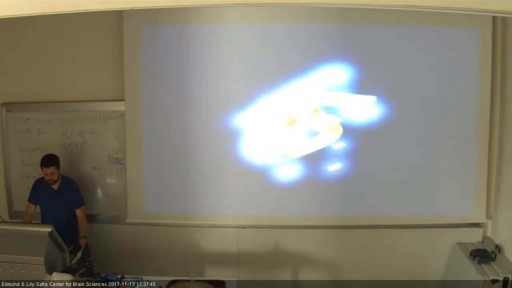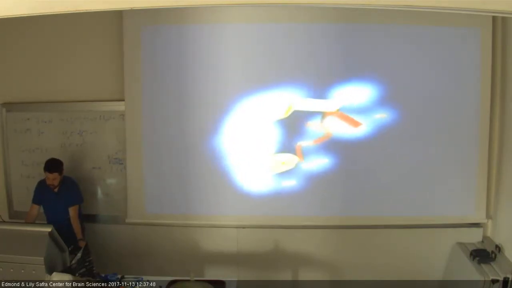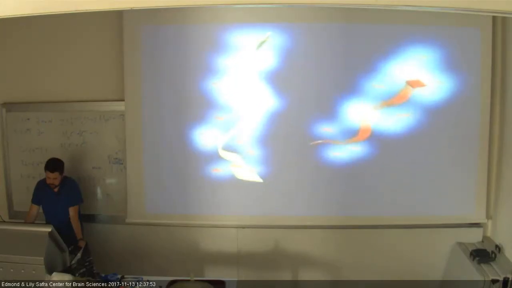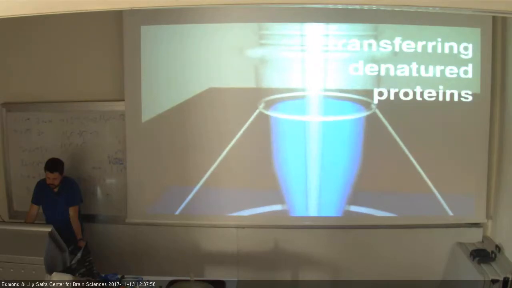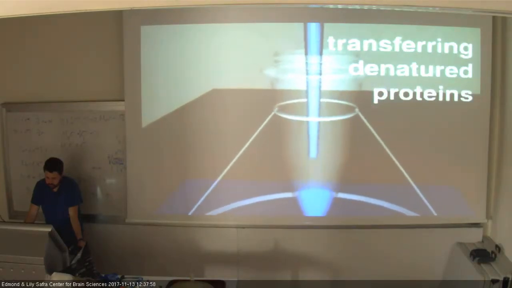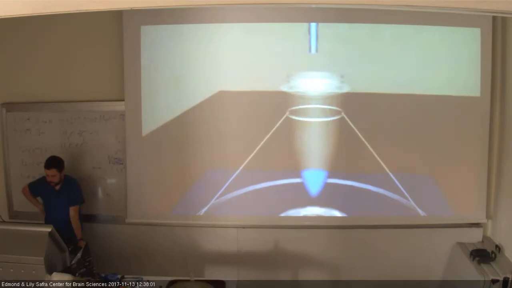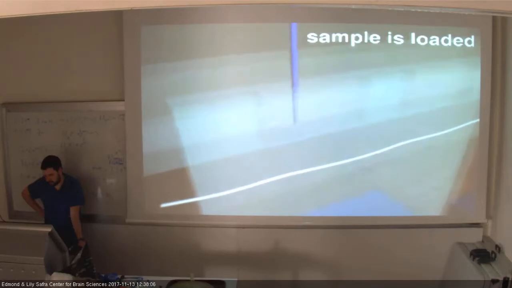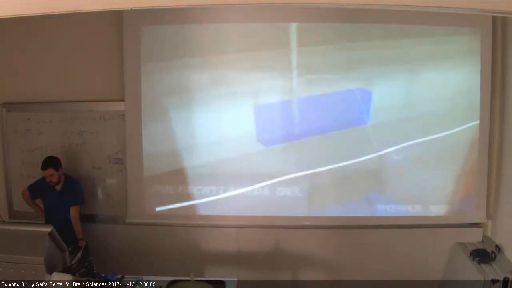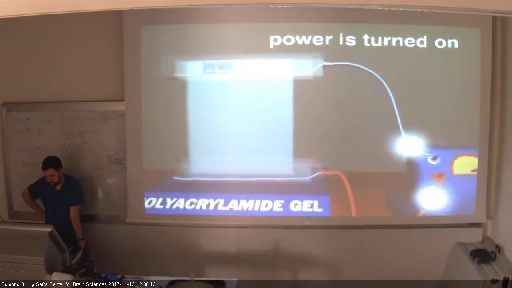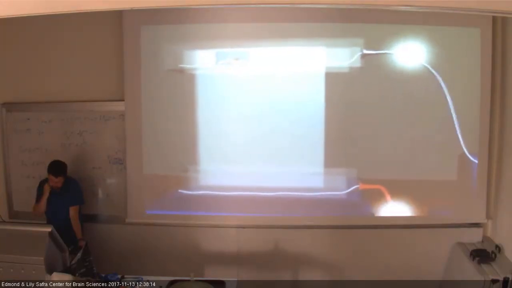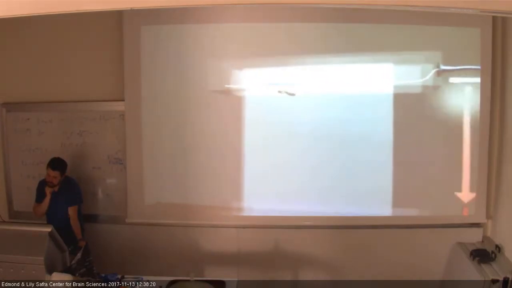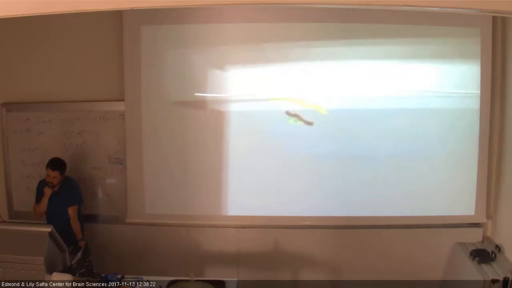If a protein is composed of several subunits, the SDS not only unfolds the protein, but also dissociates the protein into its individual polypeptide chains. The mixture of denatured proteins is then transferred from the tube and loaded into a well that has been cast in the top of a polyacrylamide gel. In an electric field generated by a power supply, the negatively charged polypeptides migrate through the gel toward the positive electrode at the bottom of the gel.